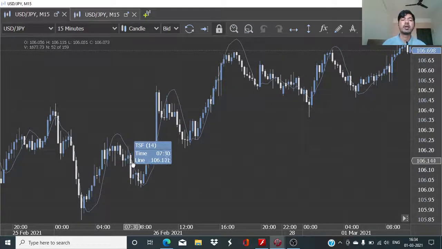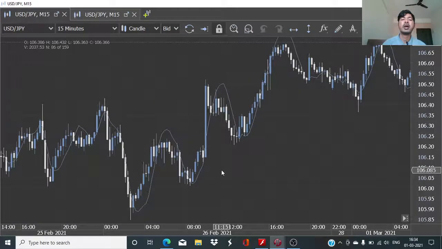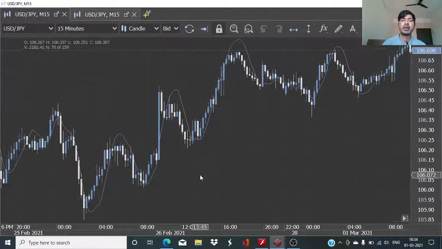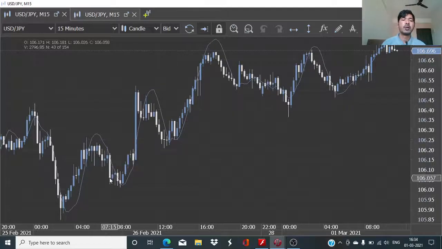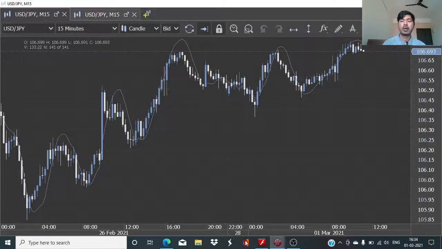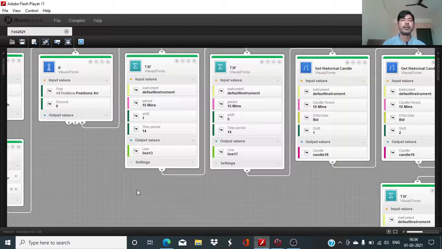So here the time series forecast is being used as a trend defining parameter where its value should be in decline, and after that one more condition is going to be that this closing value needs to be lower than this TSF value. So we are now heading back to the Visual Jforex board.